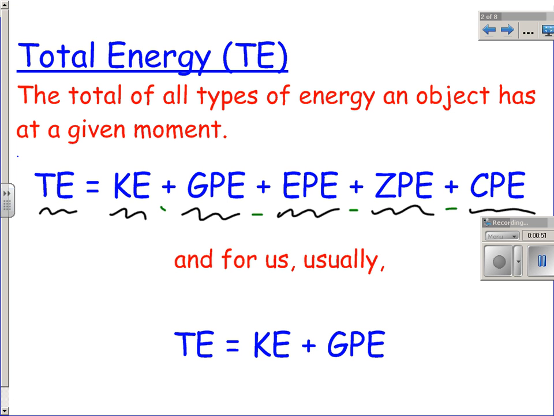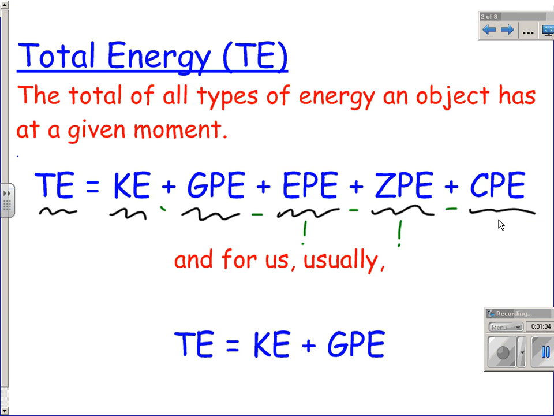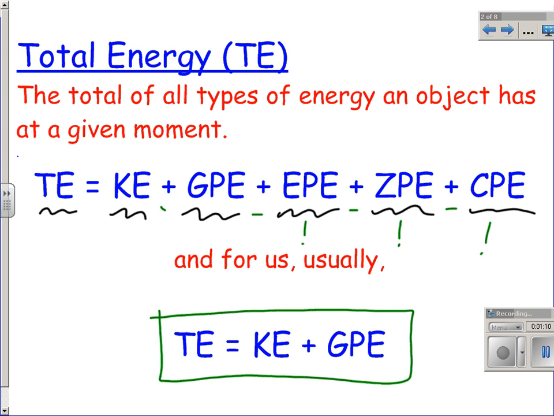Okay? Now, for us, usually what happens in physics is, because of the types of motion we're studying, usually you're not going to need to worry about elastic potential energy, electric potential energy, or chemical potential energy. And so as a result, this is what is usually going to be our total energy. You're just going to add up the kinetic energy and the gravitational potential energy. Okay?